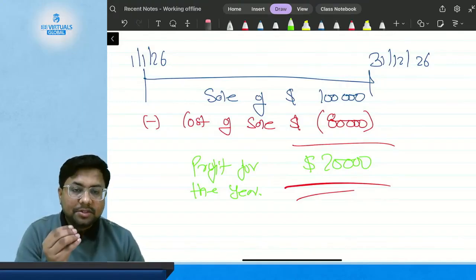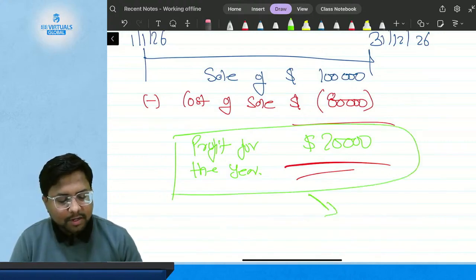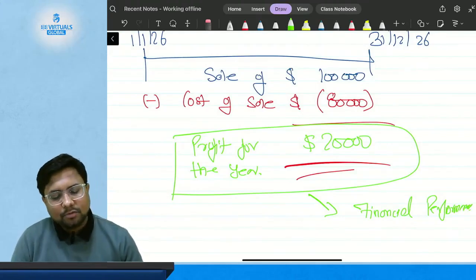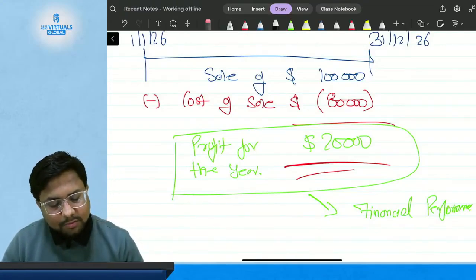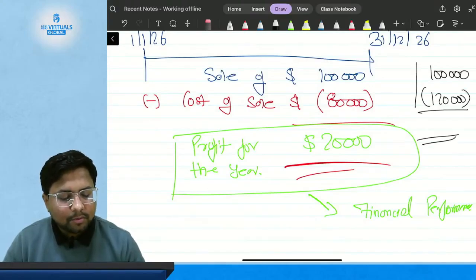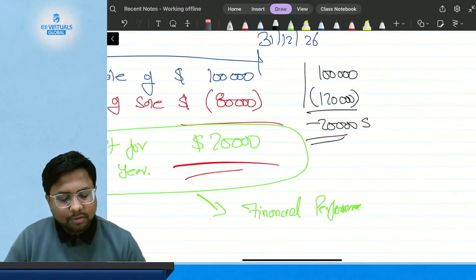So this is my financial performance. This profit is what I can say is my financial performance. In the same case, suppose the sale was 1 lakh and the cost of sale was $1 lakh 20,000. Then what will be the outcome? The outcome will be a loss of $20,000.